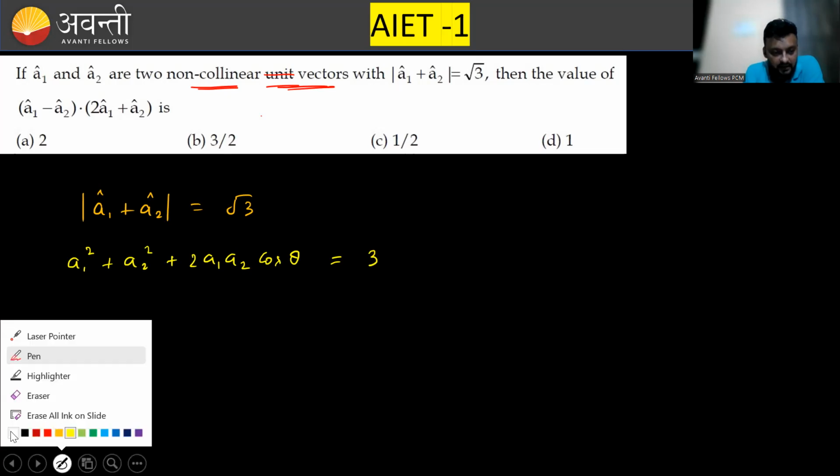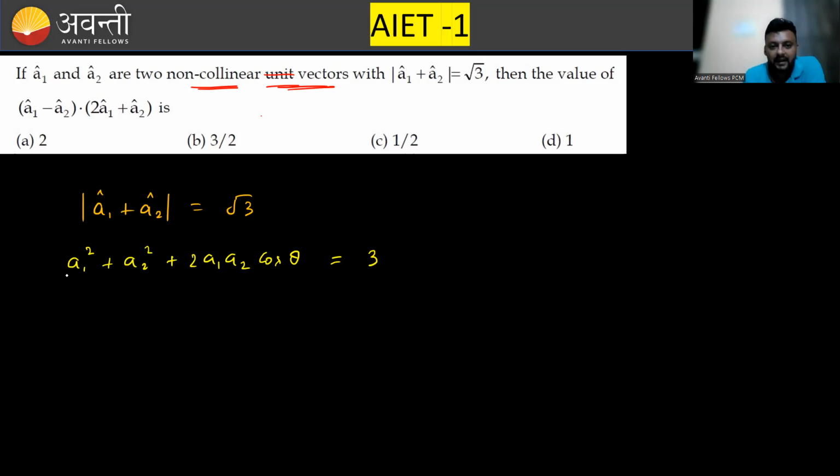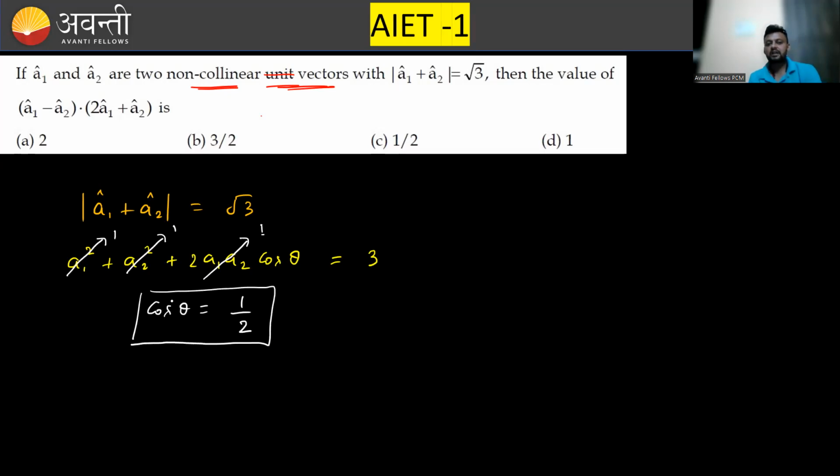Now one thing which is very clear, this A1 and A2 are unit vectors. That means their magnitude is 1. So A1 square is 1, A2 square is 1, and the product of A1, A2 is also 1. Done. So you can see here, this term 2 cos theta will be, can you see that, 1 plus 1, 2, 3 minus 2, 1. So cos theta will be 1 by 2. Can you see that? If cos theta is 1 by 2, then you know the angle between them, theta, is 60 degree.